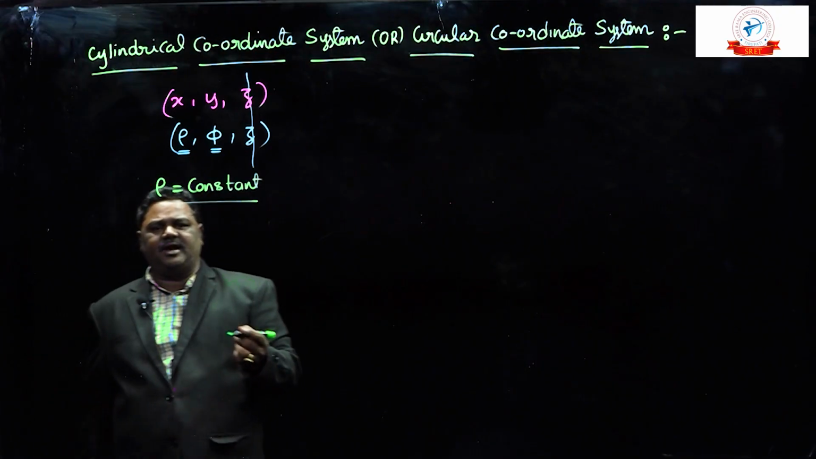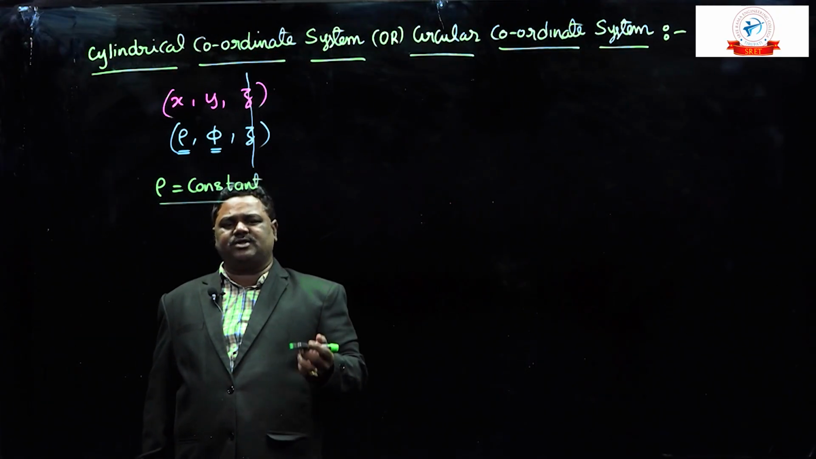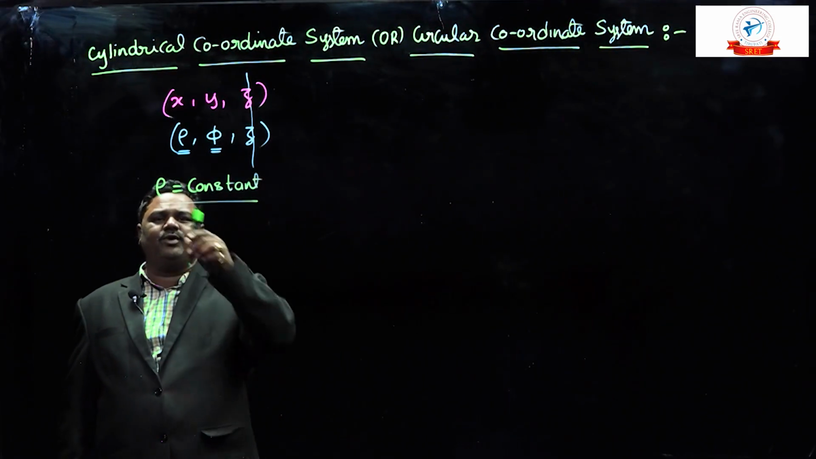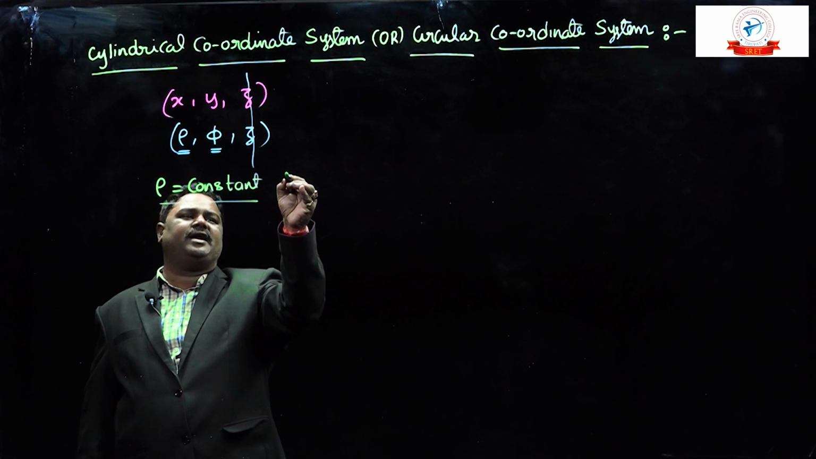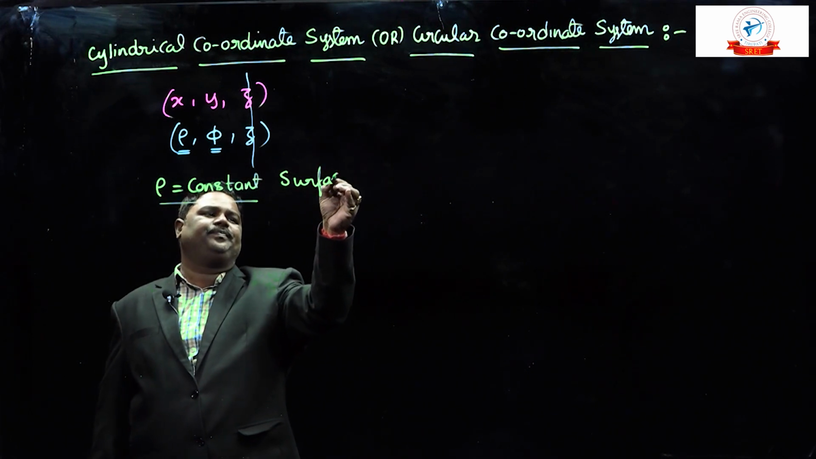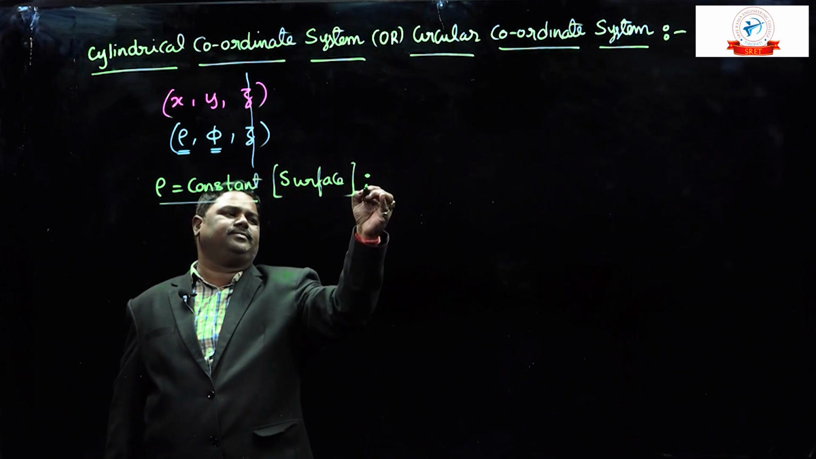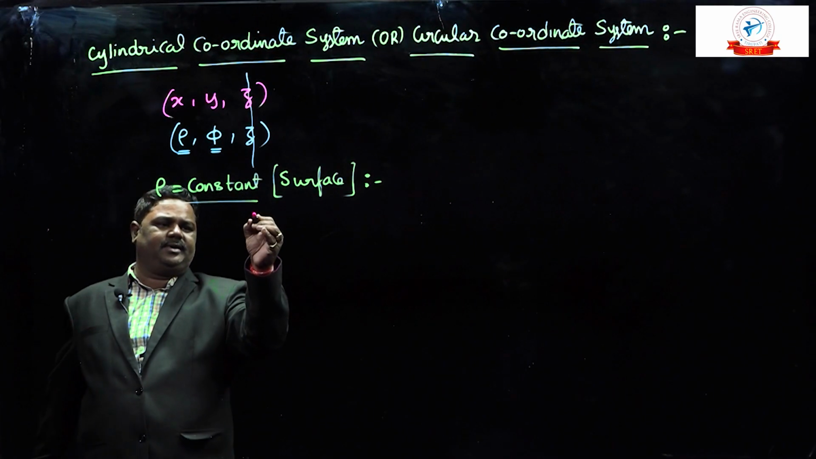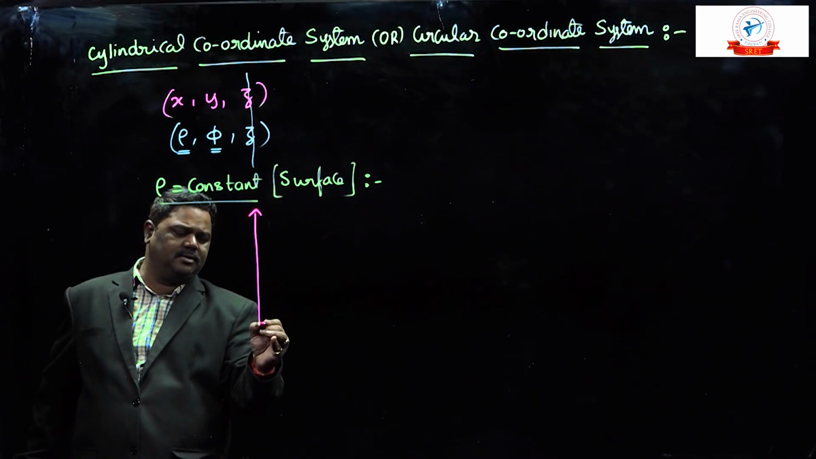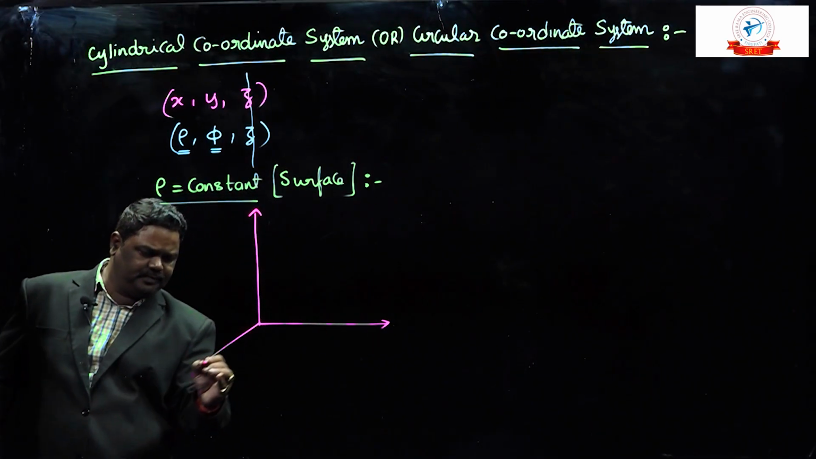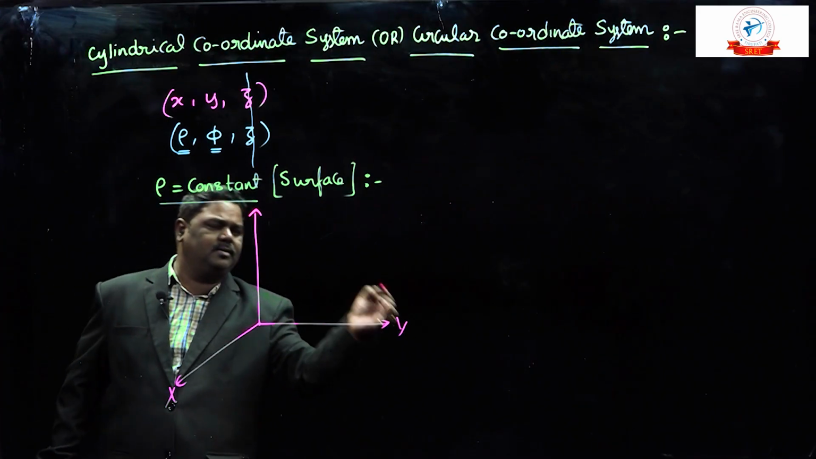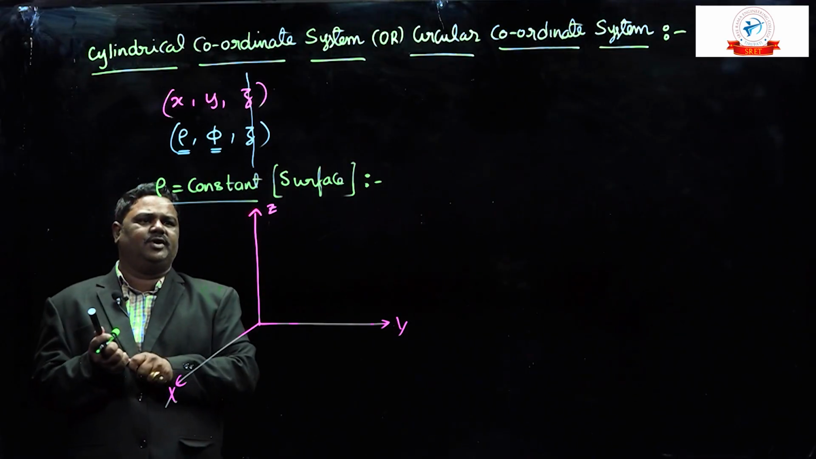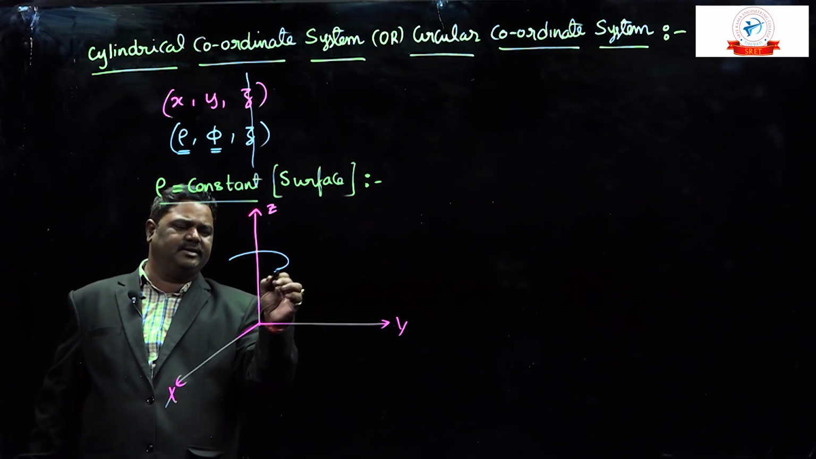Already we have discussed in the Cartesian coordinate system that when one coordinate is constant, it represents a plane or surface. In any three-dimensional coordinate system, one coordinate constant is a plane or surface. Here rho is equal to constant is a surface, and the surface is given by, consider the coordinate axis. So here rho is equal to constant is nothing but the surface of a cylinder.